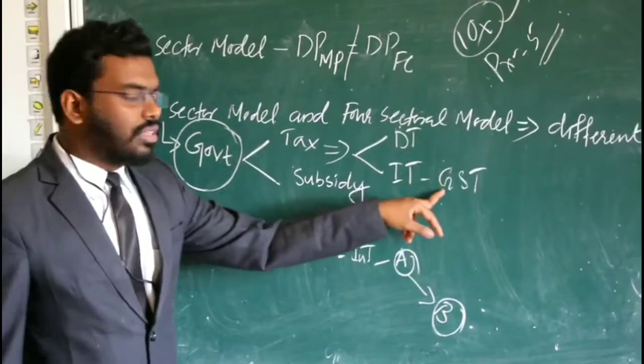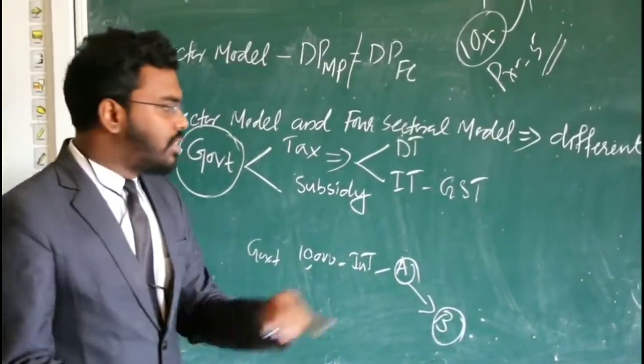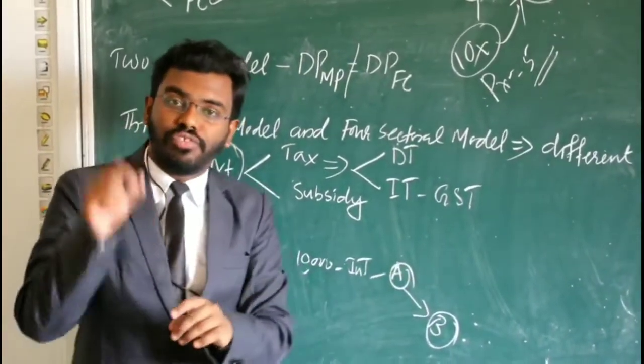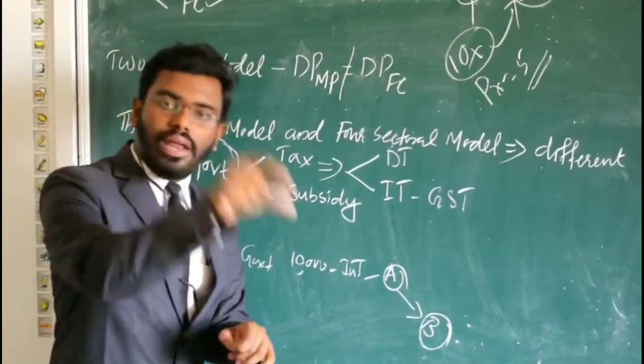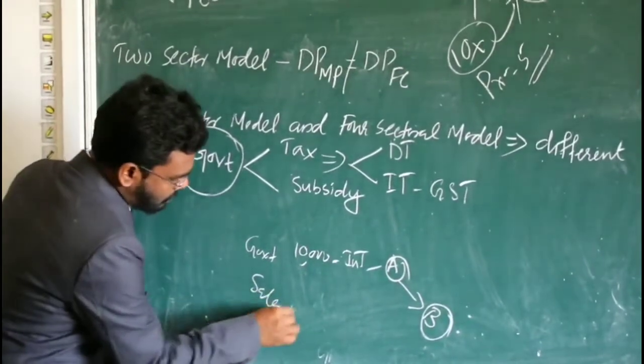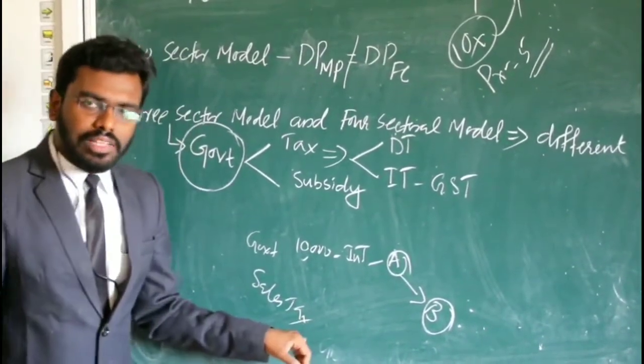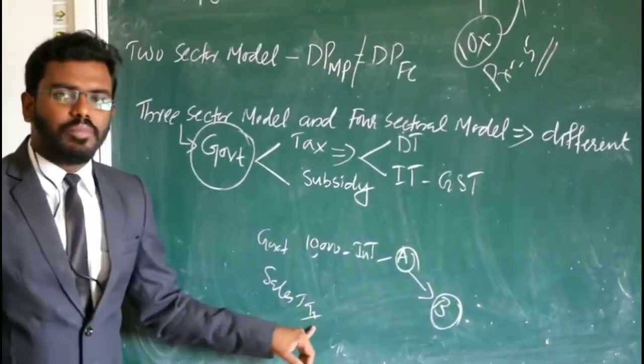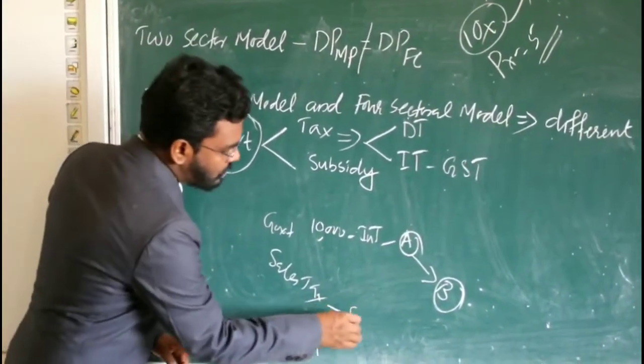Okay, so in the case of indirect tax, the burden of tax can be shifted from one person to another person. For example, sales tax is an indirect tax. Actually, this sales tax is imposed by the government on seller.